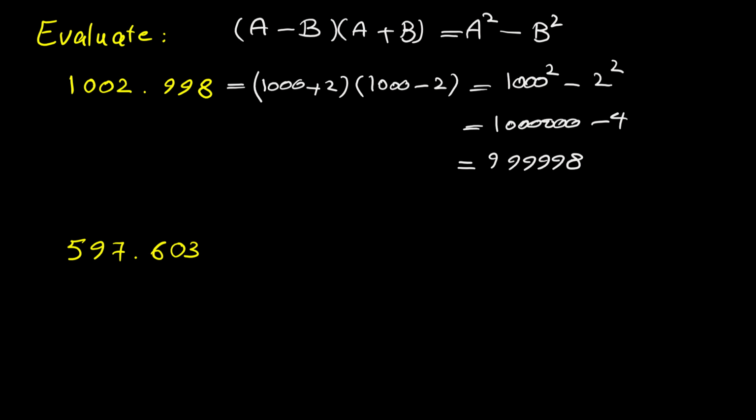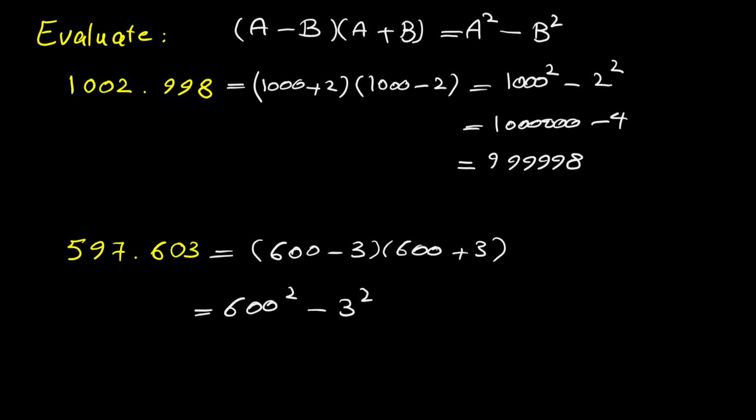So you can pause the video here. After you calculate the answer, continue watching the video. 597 times 603. For finding this product, attention, we can write 597 and 603 in the form of (600 minus 3) times (600 plus 3). And the answer would be 600 to the 2 minus 3 to the 2.